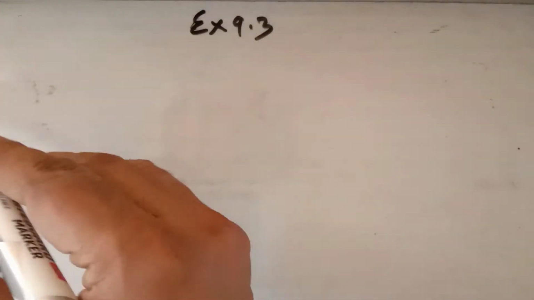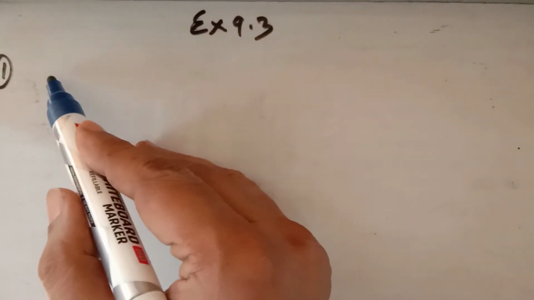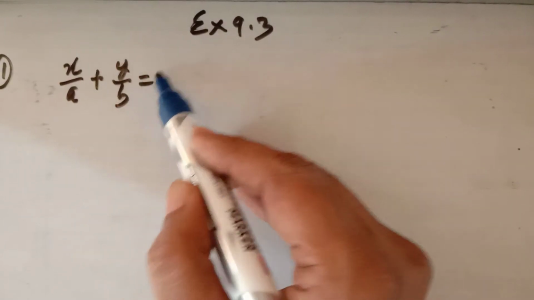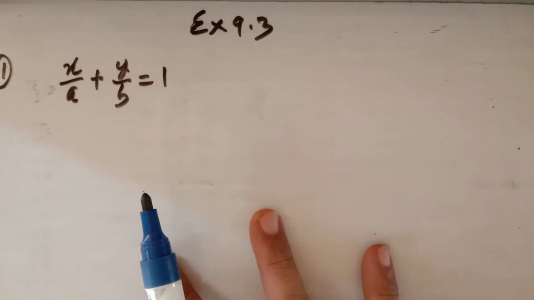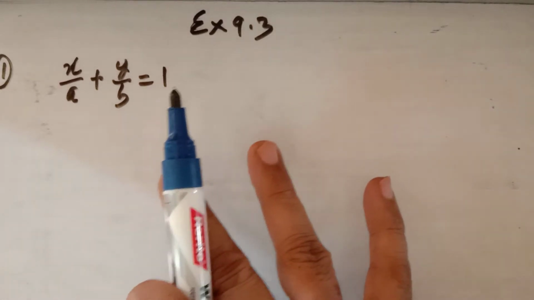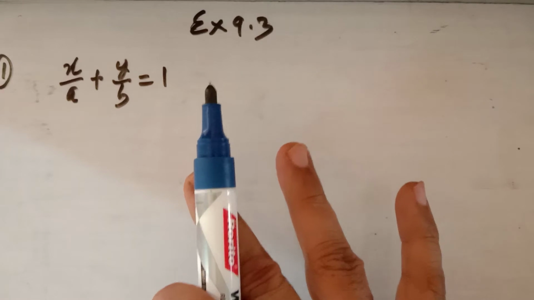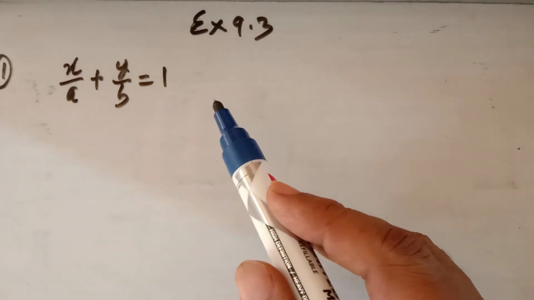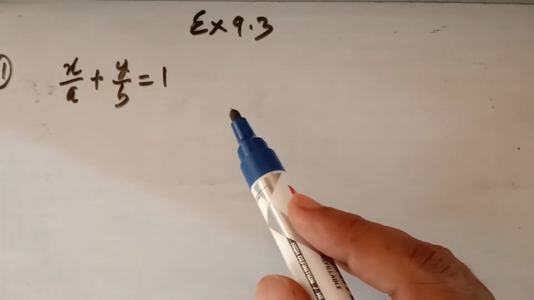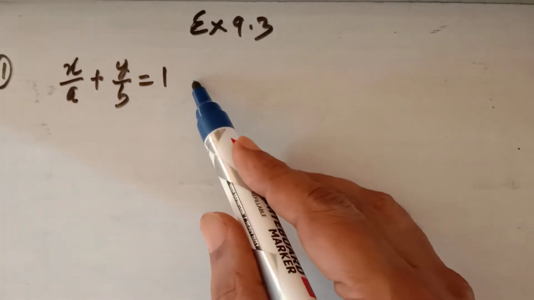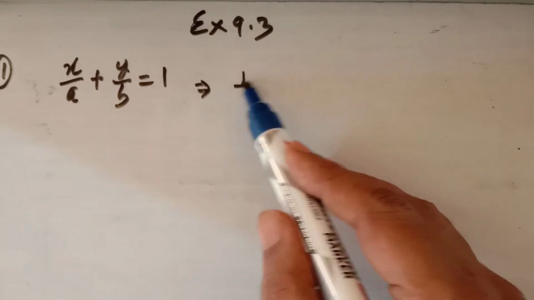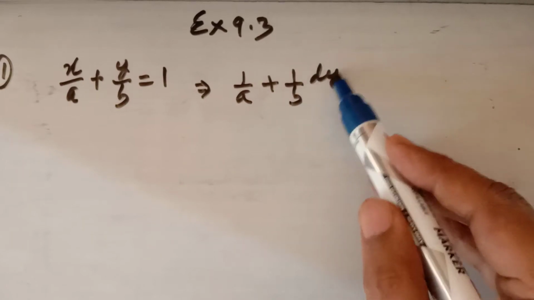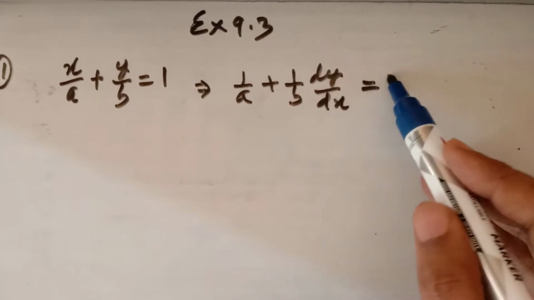So let us take question number 1. In this, we have x upon a plus y upon b is equal to 1. Now you have to form a differential equation of this equation, where we have a and b as the arbitrary constants. Because it has two arbitrary constants, a and b will be eliminated by differentiating it two times. So differentiate it one time, you will get 1 upon a plus 1 upon b times the derivative of y, dy/dx, equal to 0.